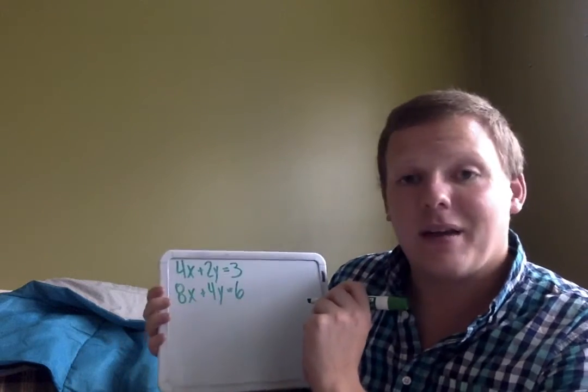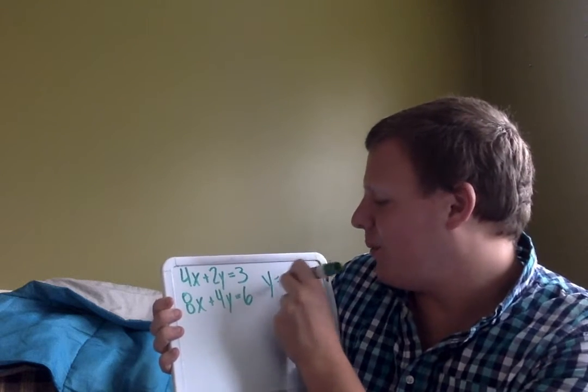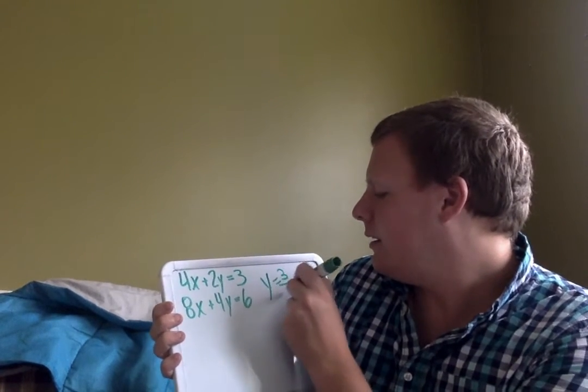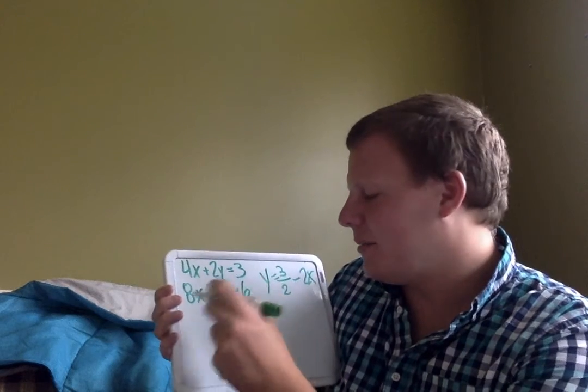Okay, now that we had a few minutes to try that out, it seems like something strange is going on, right? So what did you try to do first? Elimination or substitution. Okay, so how did you do that? Okay, so you use the first equation, solve for y. 3 halves minus 2x, good. Plug that into the bottom equation.